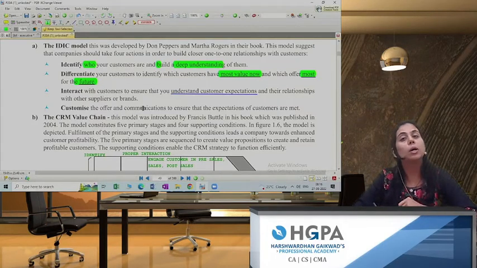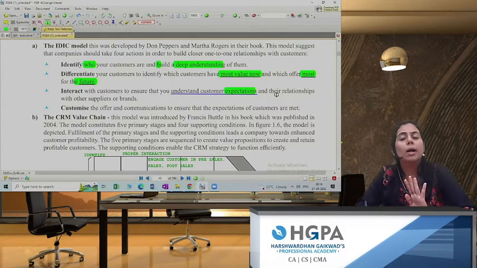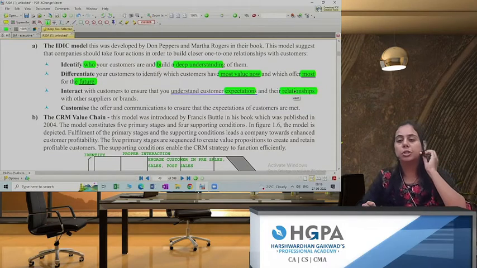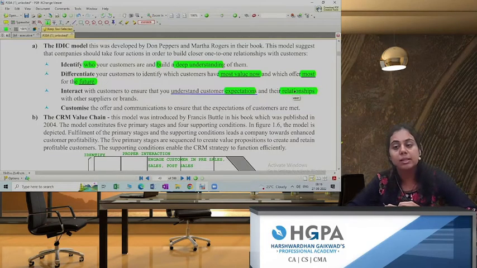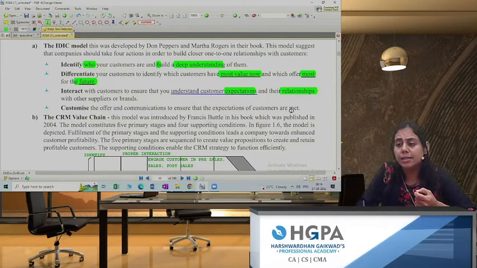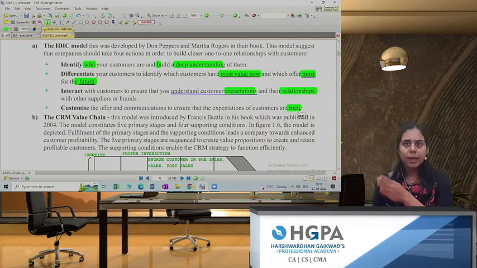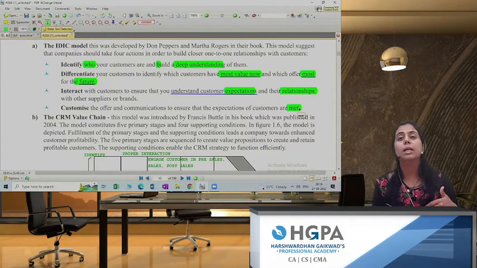Interact with the customer. Why are we supposed to interact? The basic point is to understand the customer's expectation and to build a proper relationship with them. And the last point is to customize, that is, to offer them the product as per their expectation. Whatever the customer's expectations were, we have met them and we are giving them the customized product.